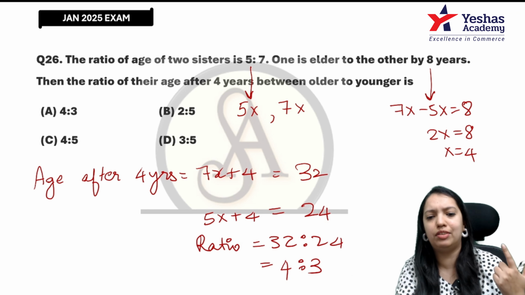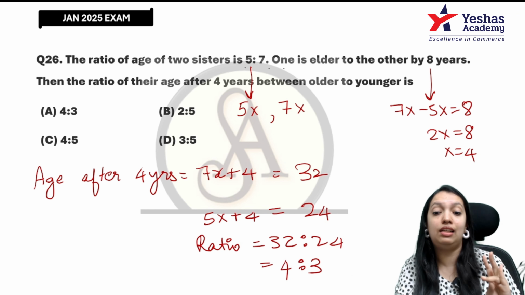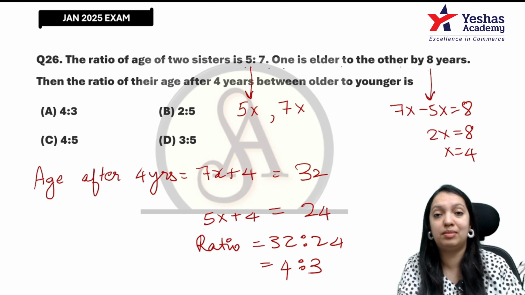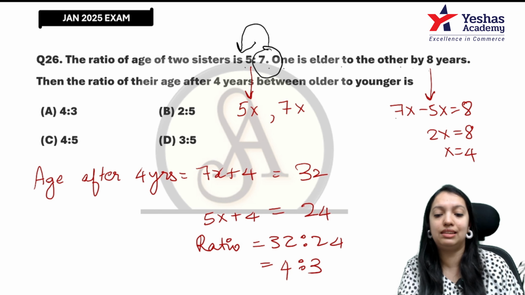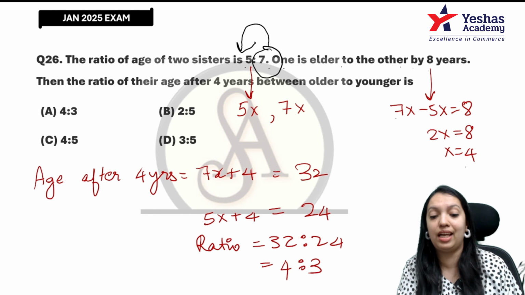Next, the ratio of ages of two sisters is 5x and 7x. 5 is to 7, the younger one is 5, elder one is 7. The elder one compared to younger one is elder by 8 years. That means difference between these two, 7x minus 5x is equal to 8, x is equal to 4. So elder one is 7x, 7 4s are 28 right now.